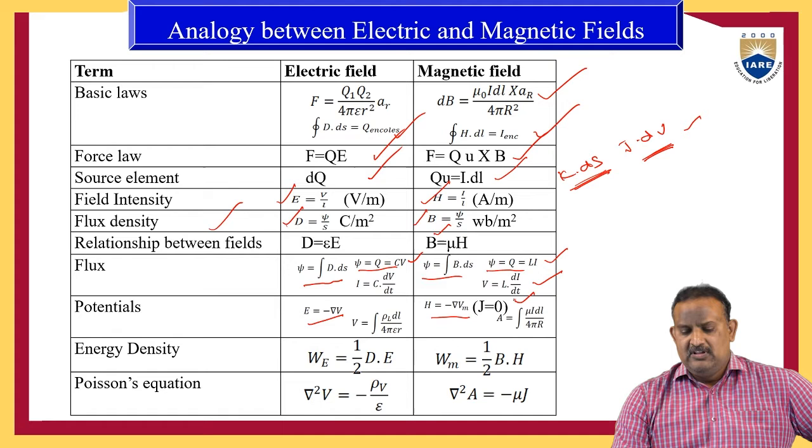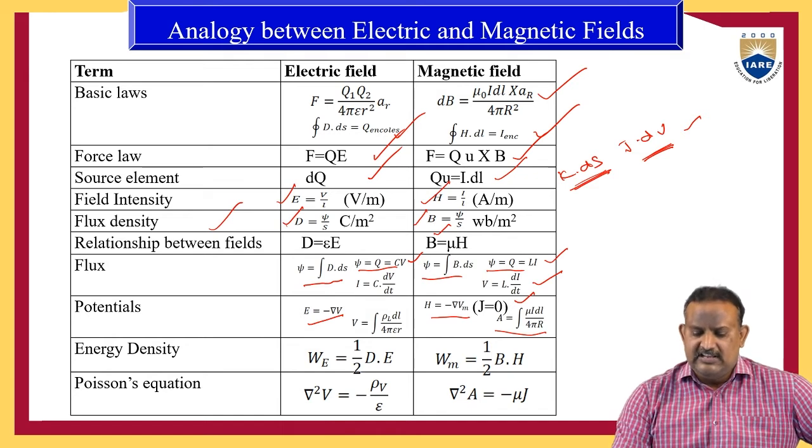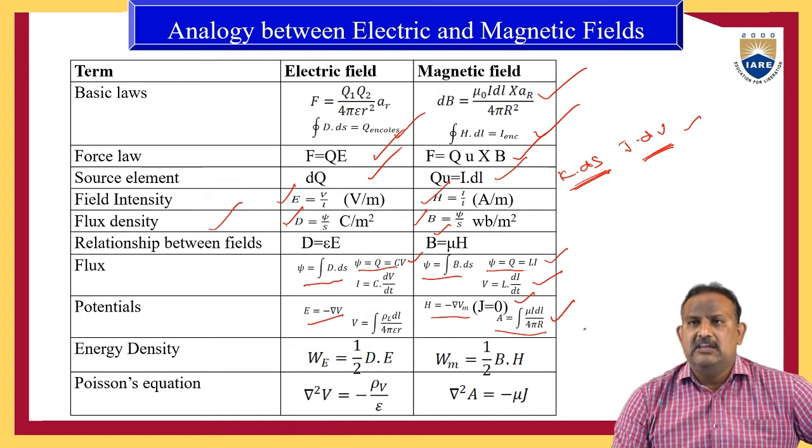Or we can express the magnetic potential A, where A is the magnetic potential and V is the electric potential. We can express A as the line integral of mu IDL by 4 pi r, where IDL is the line current.